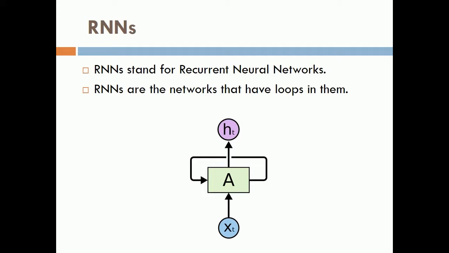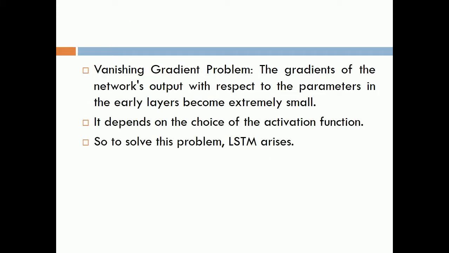Here xt is input which is going into RNN A and ht is output which is going back into it to act as current input. RNNs work very well for sequential inputs, but they have a problem of vanishing gradient, which means the gradients of the network's output with respect to the parameters in the early layers become extremely small. It depends on the choice of the activation function. So to solve this problem, LSTM arises.